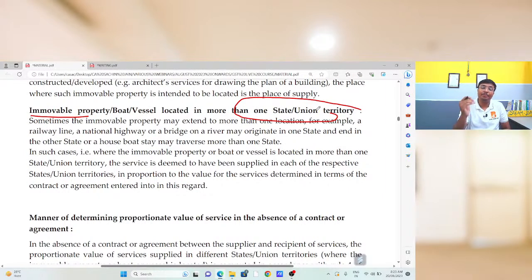For that 50 lakh rupees, the place of supply will be Rajasthan itself. So CGST, SGST should be charged. In case of Gujarat, IGST should be charged. In case of Maharashtra, IGST should be charged. So accordingly, we need to decide.